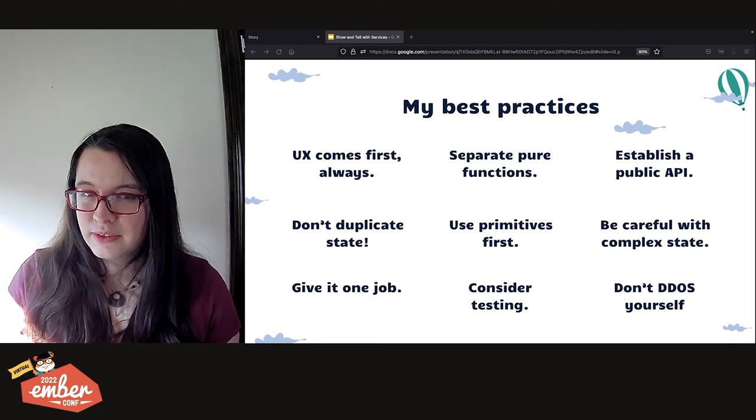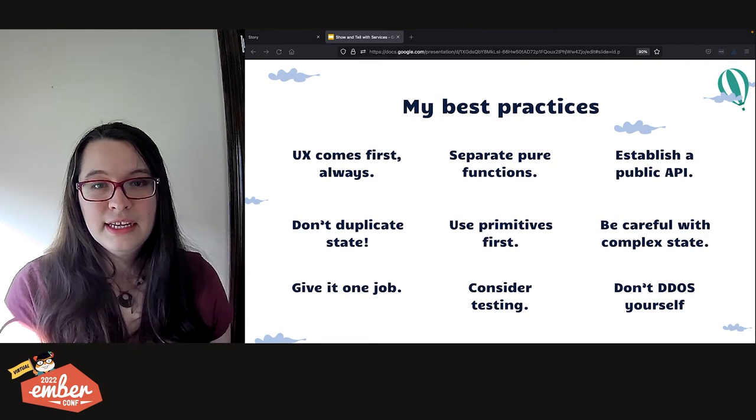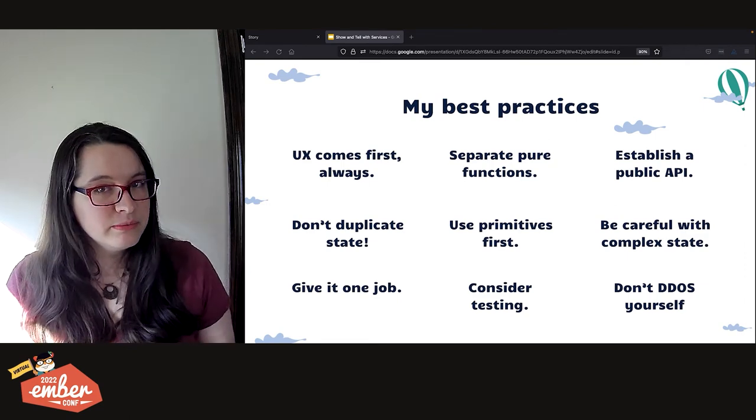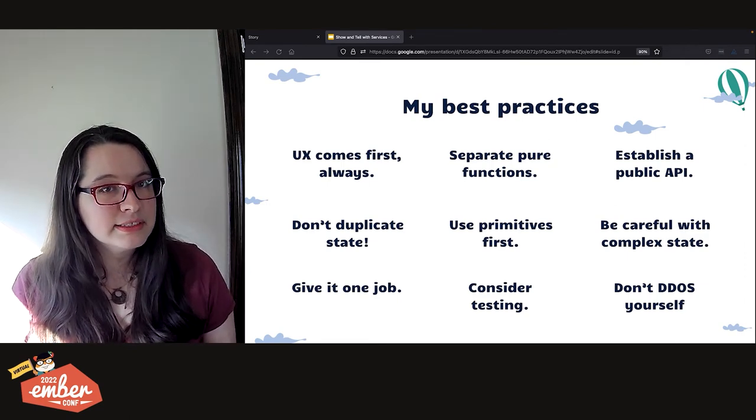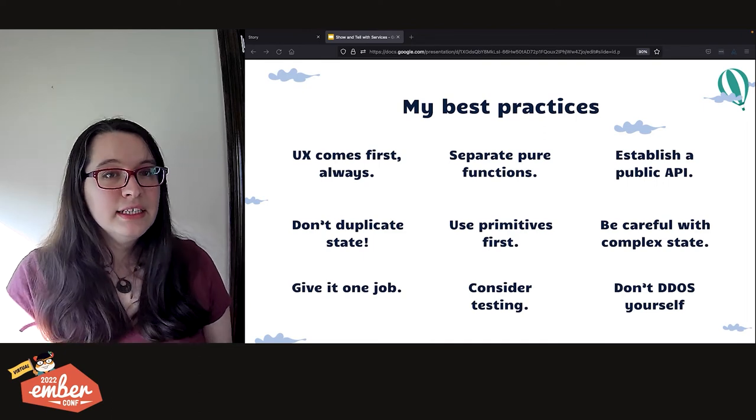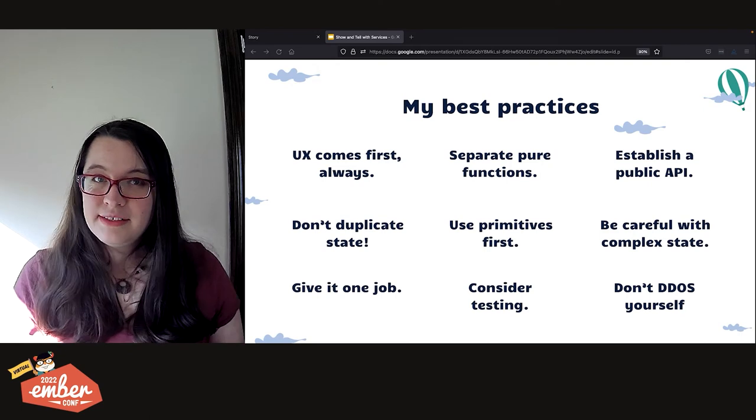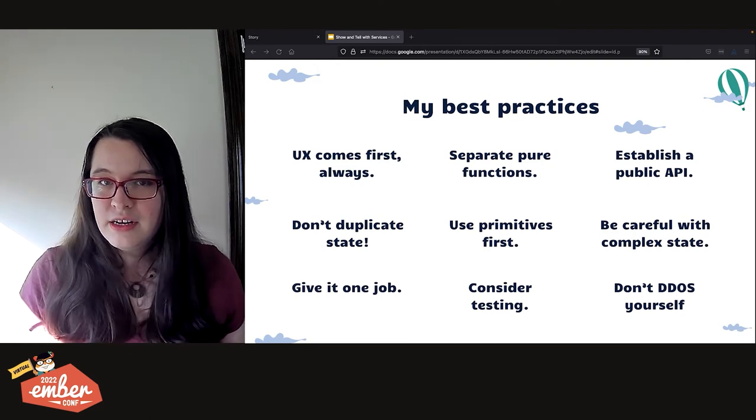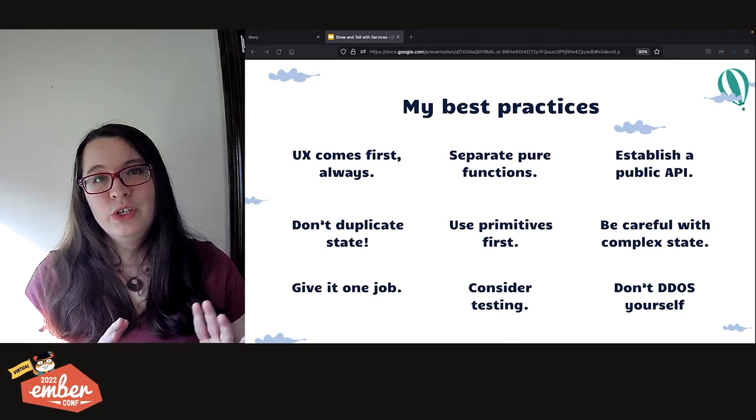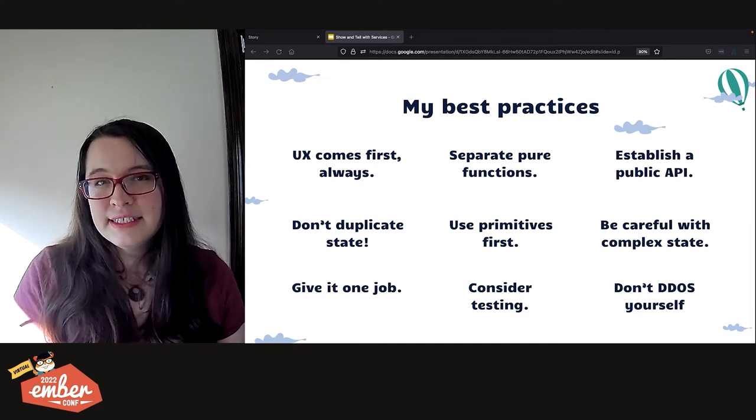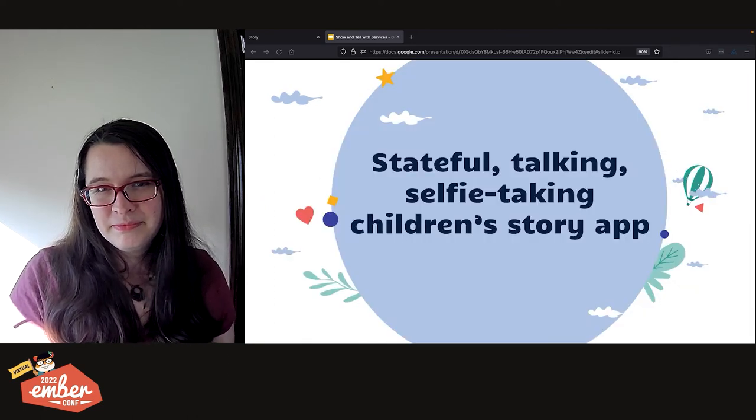Consider your testing story whenever you are working in services. So keep your API simple to help with stubbing and testing. And then lastly, don't DDoS yourself. If you're dealing with streaming data, make sure that you're hitting a non-production instance. You don't want to be hit with a surprise outage or a big bill.